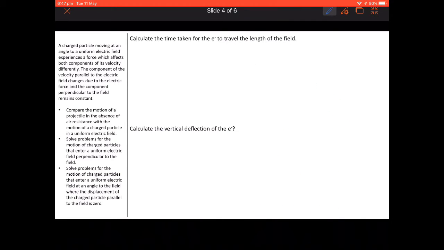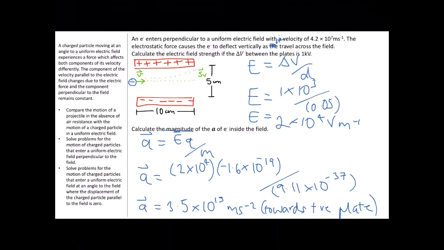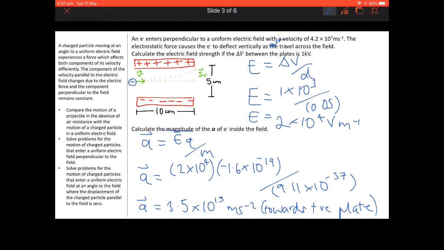The next question wants us to calculate the time taken for the electron to travel the length of the field. So to work this out, we'll just double check what the length of the field was. So it is 10 centimeters here.